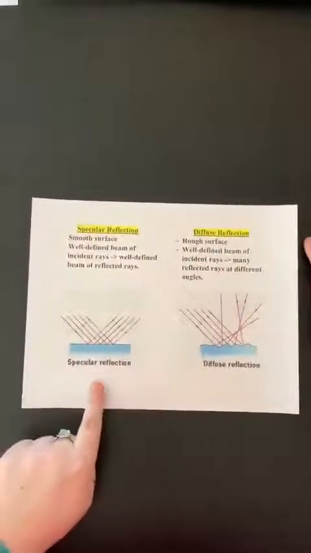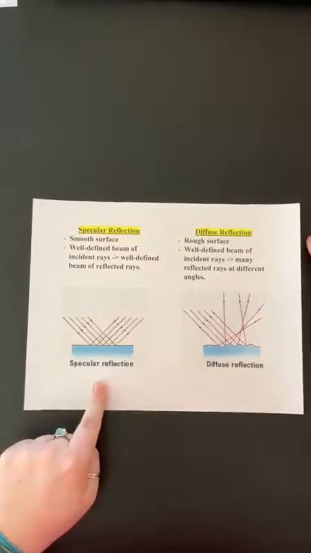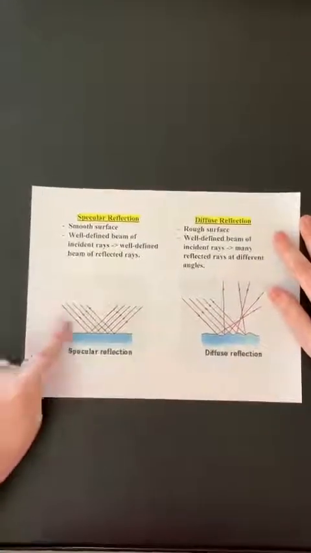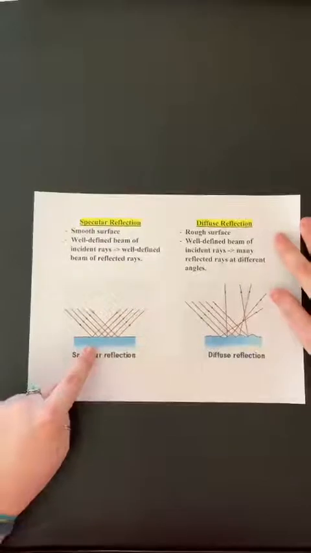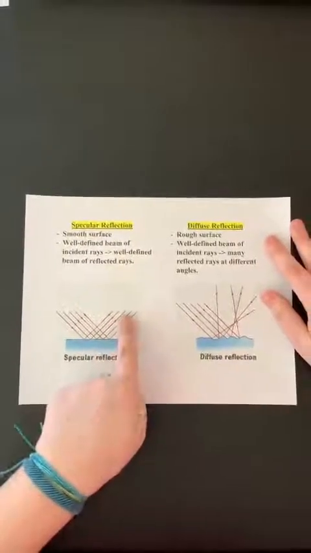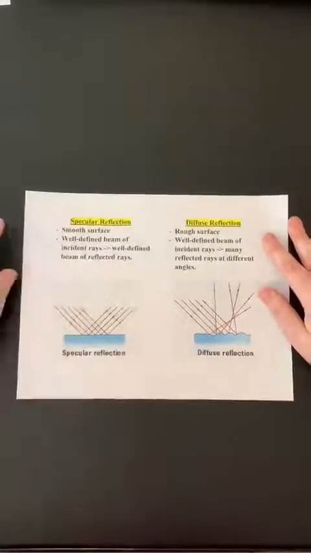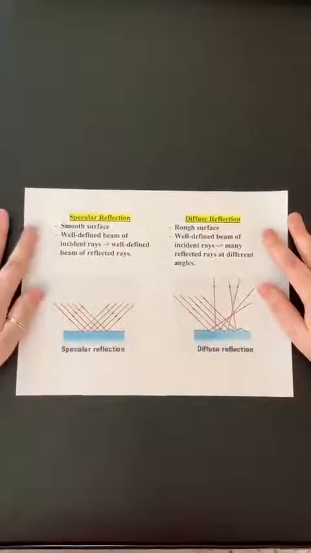This picture is an example of a specular reflection because the surface is smooth. With a smooth surface, a well-defined beam of incident rays will result in a well-defined beam of reflected rays going off in one specific direction. An example of specular reflection is when light is reflected off of a mirror.